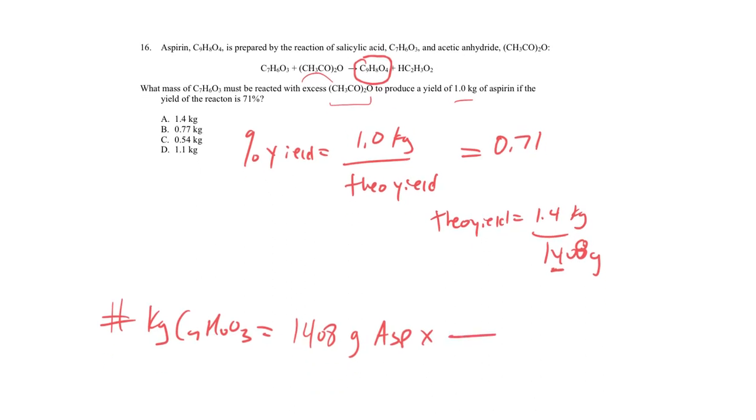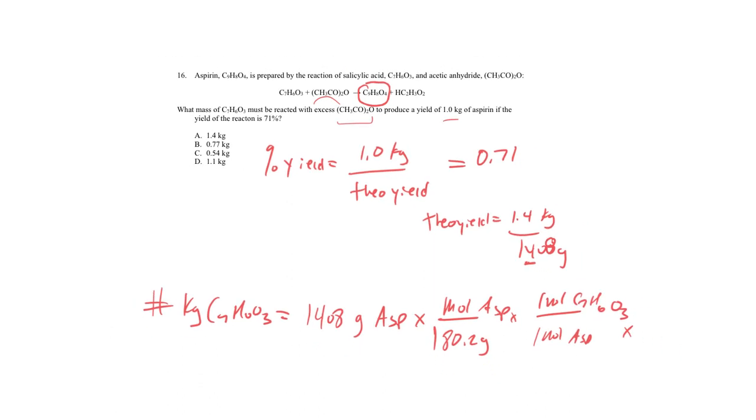So I have to calculate 9 times 12.01, 1.008 for hydrogen times 8, plus 4 times 16. So that's a molar mass of 180.2 grams per mole of aspirin. 1 mole of aspirin is produced from 1 mole of C7H6O3.